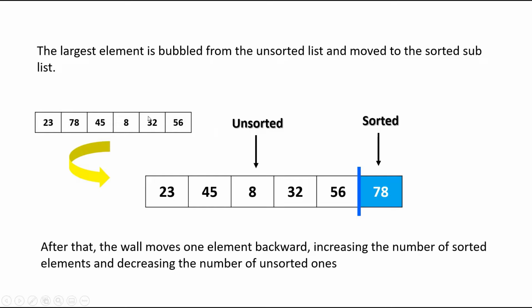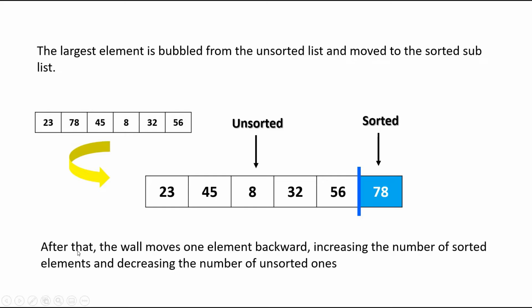There, the largest one was 78. So in here the 78 has come to the end. That means the largest element of the list has bubbled to the end of the list, and that part is called the sorted part, and the other things are unsorted because it is actually unsorted. It is not in order.